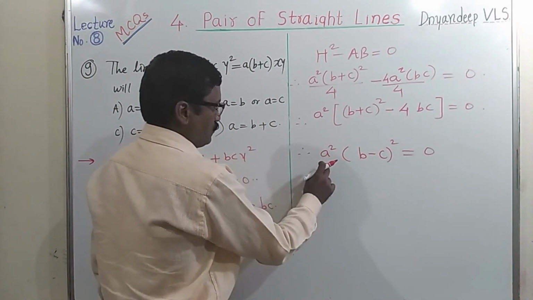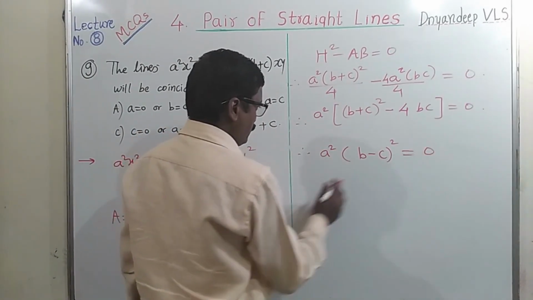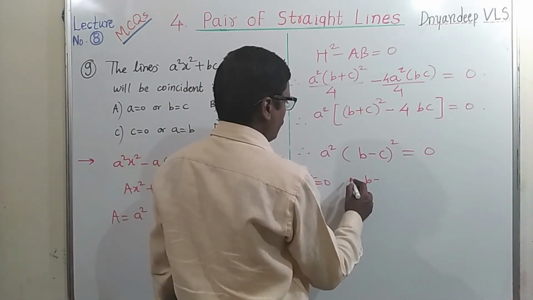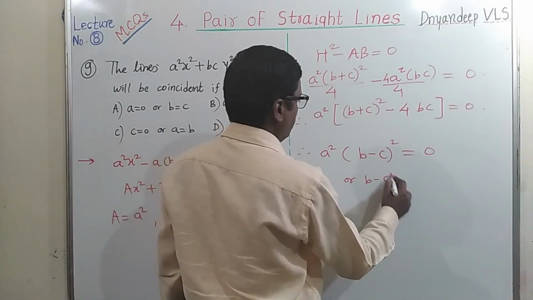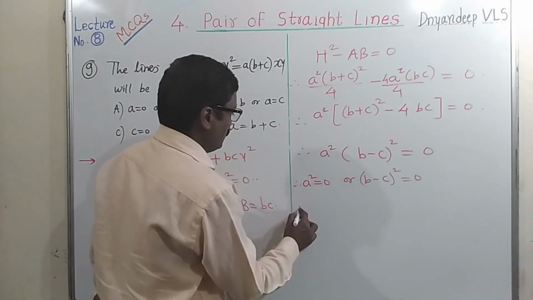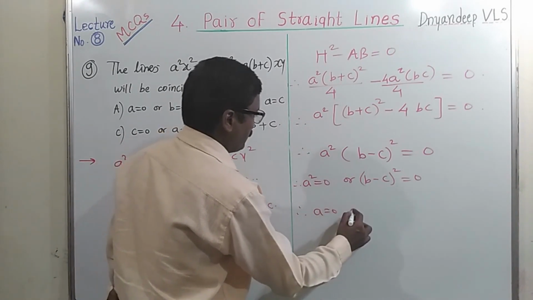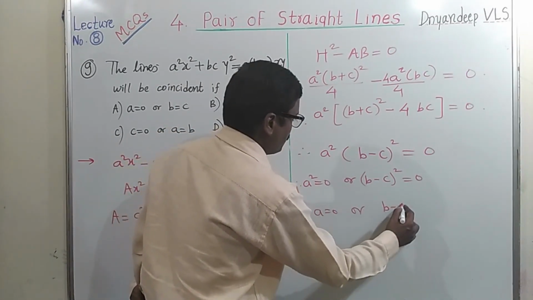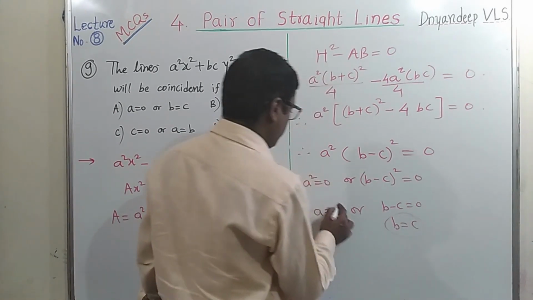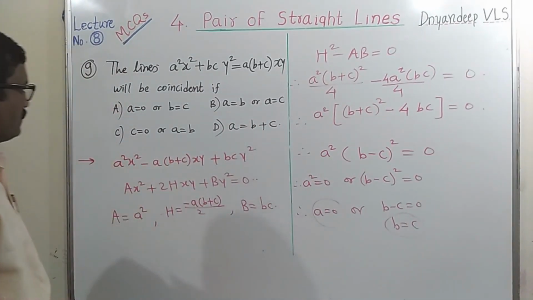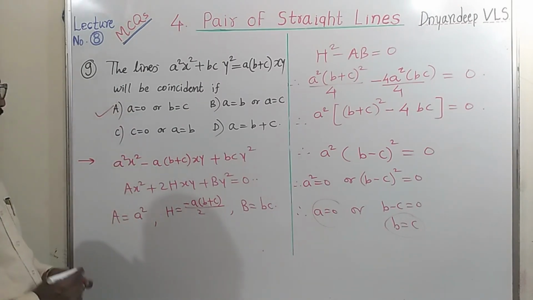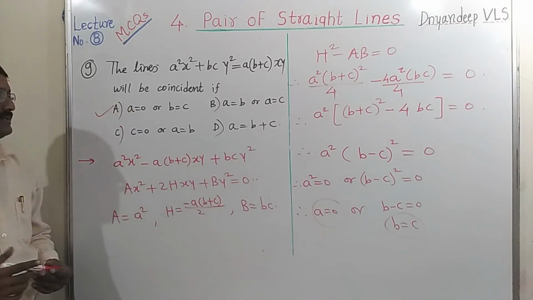Okay. So now the product of these two is 0. It means either a square equal to 0 or (b minus c) whole square will be 0. Whenever a square is equal to 0, we get a equal to 0, and when the square is 0, it means b minus c equal to 0, that is b equal to c. So b equal to c and a equal to 0 are the two options given in option A. So A is the correct option for this.